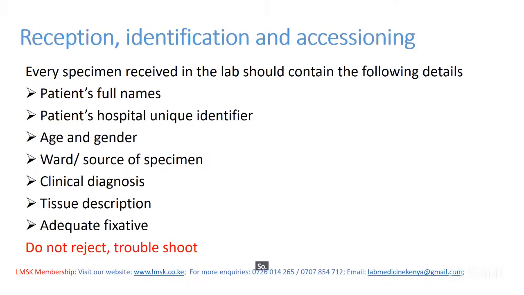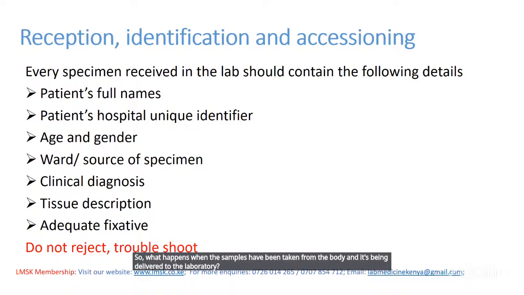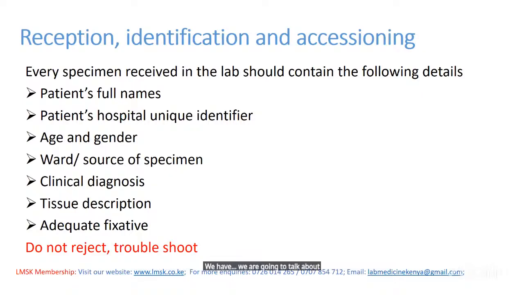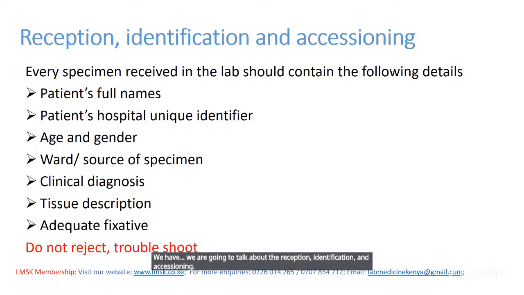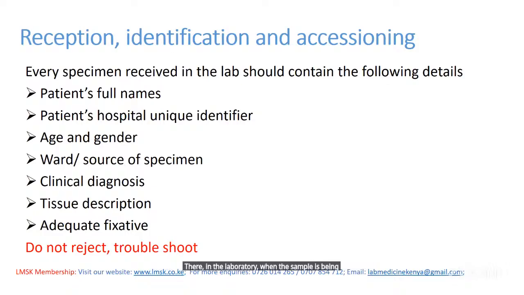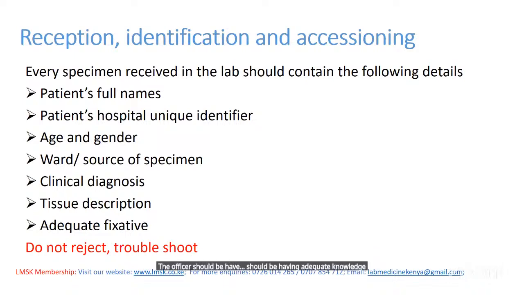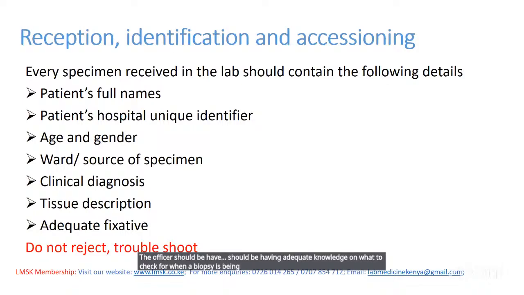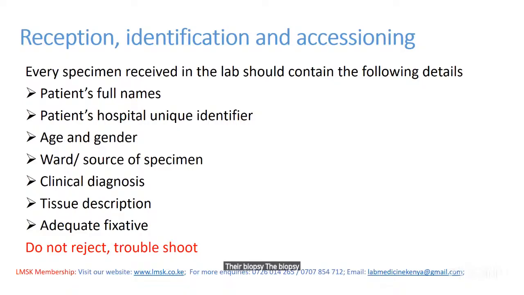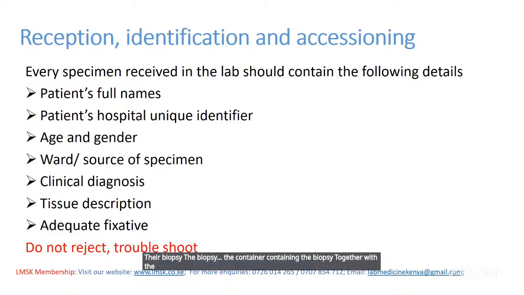So what happens when the samples have been taken from the body and are delivered to the laboratory? We are going to talk about the reception, identification, and accessioning. In the laboratory, when the sample is delivered, there's always an officer at the reception. The officer should have adequate knowledge of what to check for when a biopsy is delivered in the lab. The container containing the biopsy, together with the request form, should bear the patient's full name, the hospital unique identifier, the age and gender of the patient, and the ward or the source of the specimen.